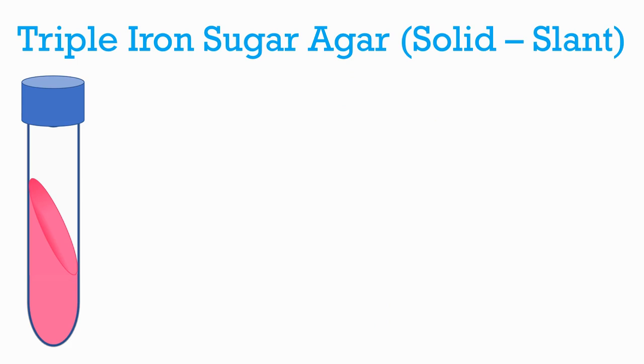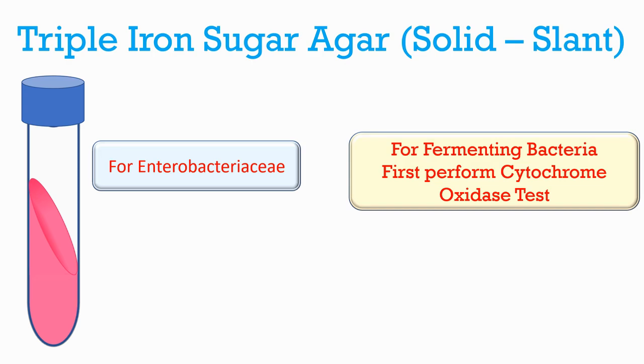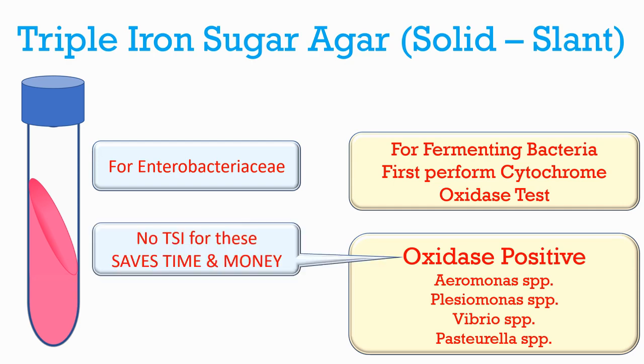TSI agar should be used mainly for differentiation of members of family Enterobacteriaceae. Before using TSI agar on fermenting bacteria, the cytochrome oxidase test should be performed to differentiate other genera of fermenting bacteria such as Aeromonas, Plesiomonas, Vibrio, Pasteurella species that are oxidase positive. It is advisable not to do TSI for oxidase positive fermenting bacteria as it saves time and money.